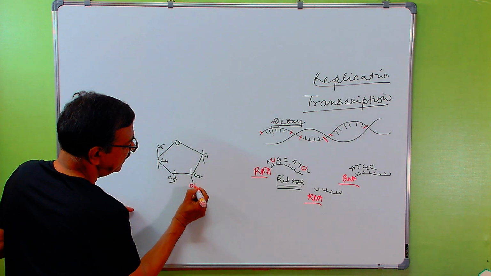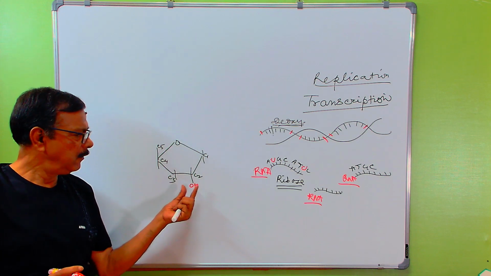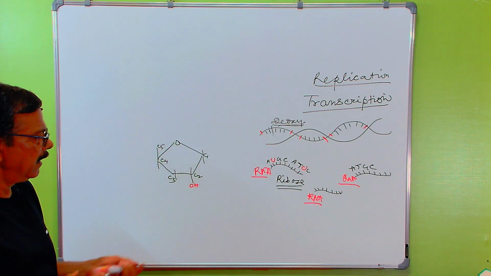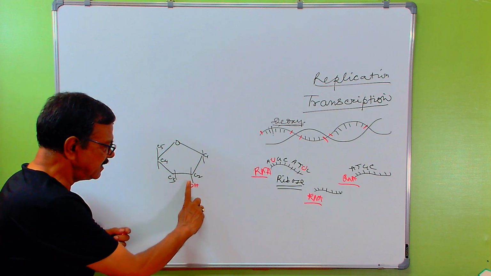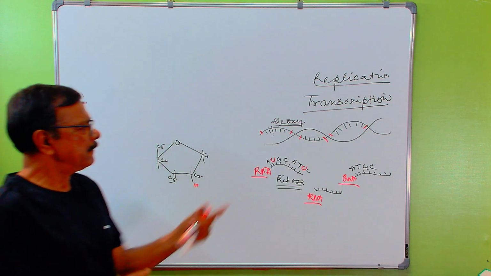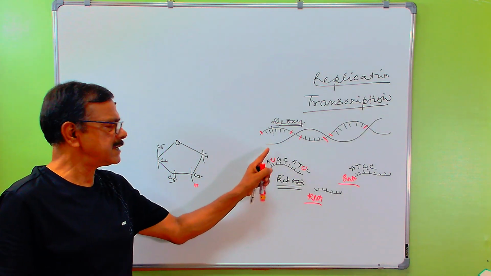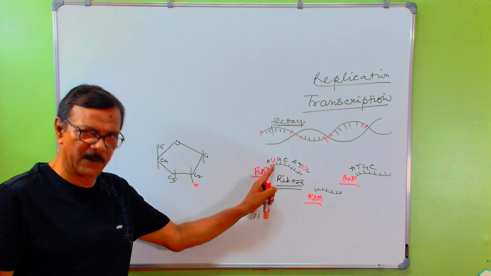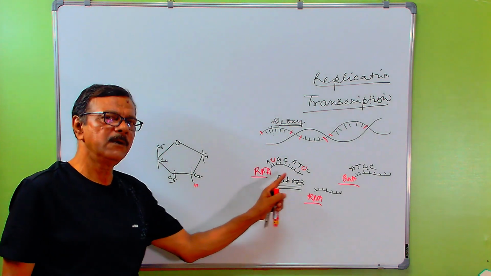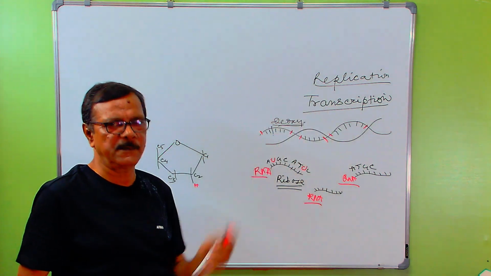Here at the number 2 carbon atom, there was an OH group. Whenever it has OH, it is known as ribose sugar. And if this is not there, it will be deoxyribose. So from deoxyribose, RNA is produced. This RNA replaces the thymine with uracil. And the sugar is transformed from deoxyribose to ribose sugar. This is the difference between replication and transcription.